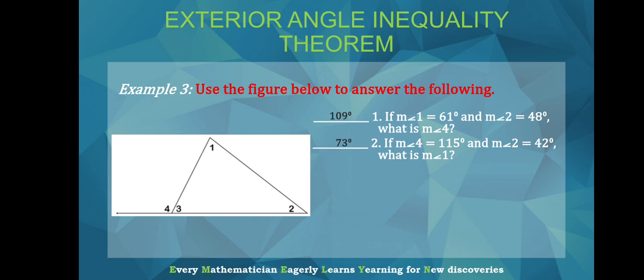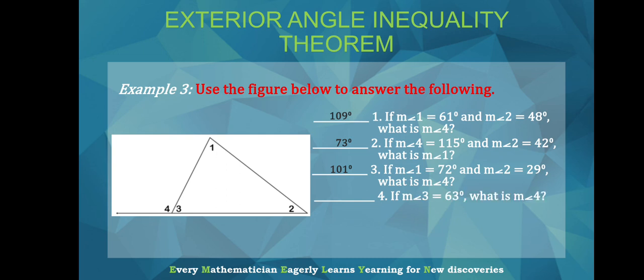Number 3. If the measure of angle 1 is equal to 72 degrees and the measure of angle 2 is equal to 29 degrees, what is the measure of angle 4? The answer is 101 degrees. Number 4. If the measure of angle 3 is equal to 63 degrees, what is the measure of angle 4? Applying the linear pair theorem, angle 4 is equal to 117 degrees. Number 5. If the measure of angle 4 is equal to 126 degrees, what is the measure of angle 3? The answer is 54 degrees.